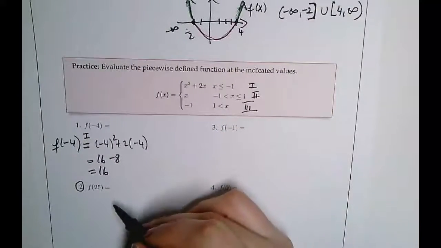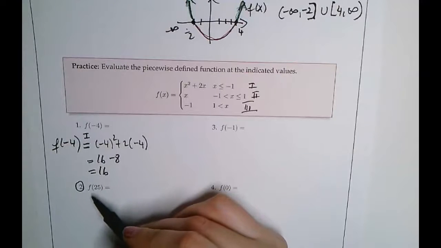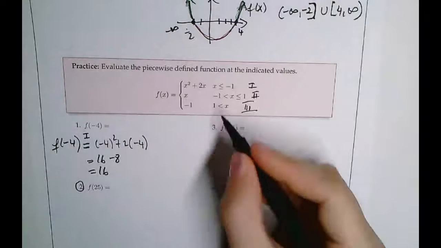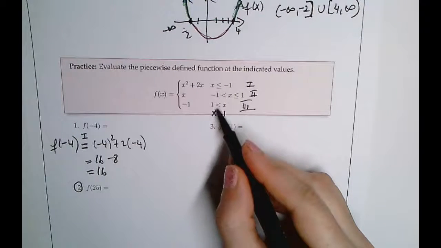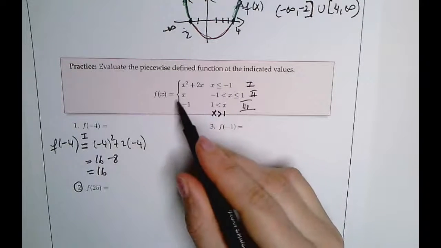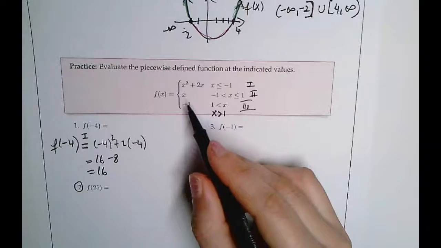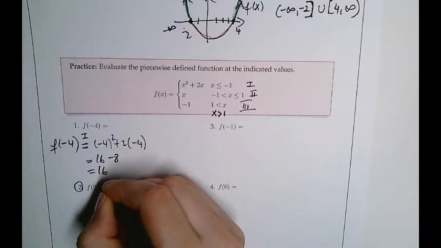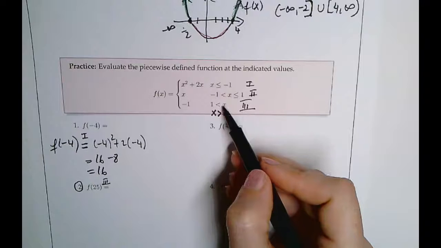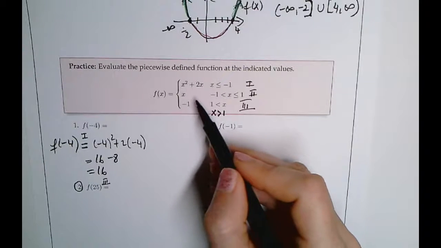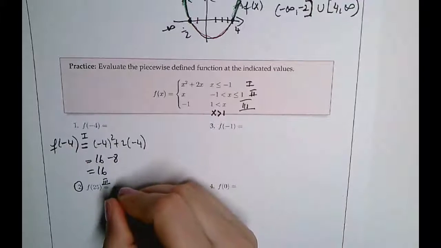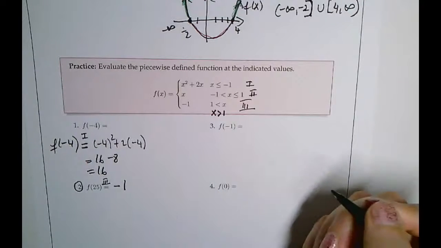F of 25. Well, what piece does 25 fall under? 25 is greater than 1, right? I can rewrite this as x greater than 1. 25 is greater than 1, so I'm going to use the third piece to evaluate the function. Well, what is the rule saying? That if x is greater than 1, the function value is -1. So f of 25 is just -1.